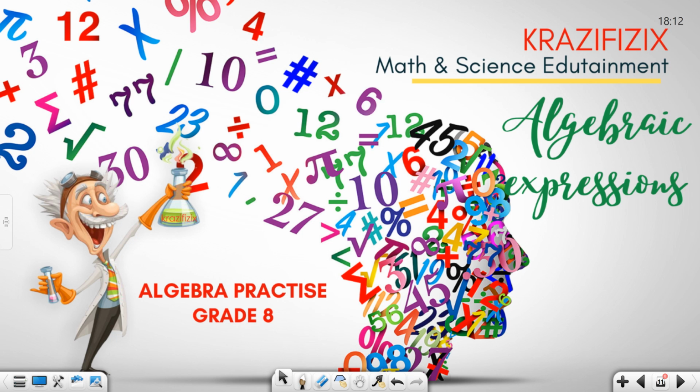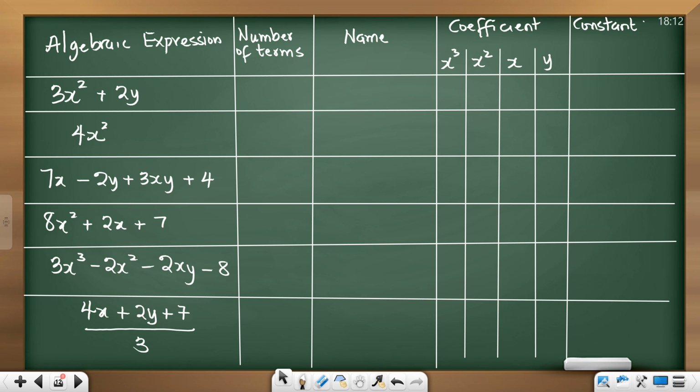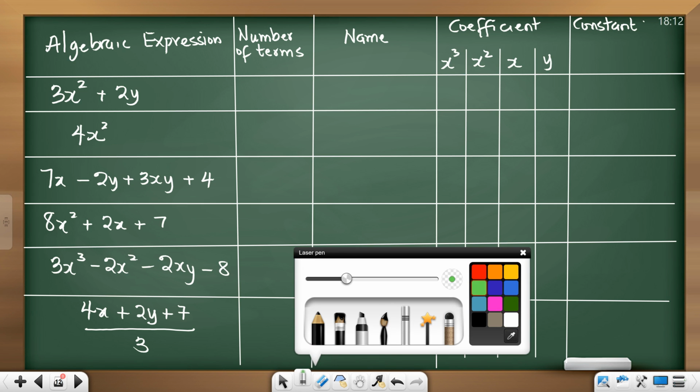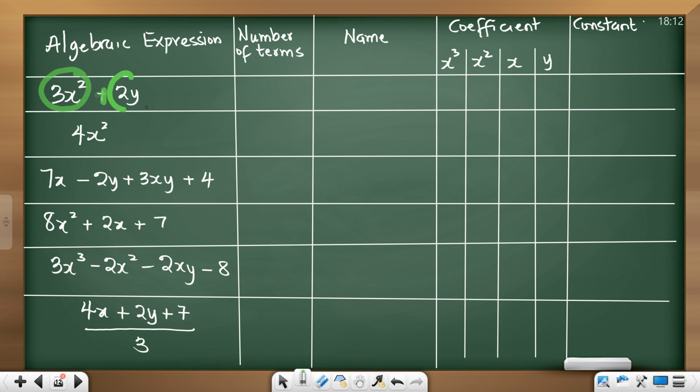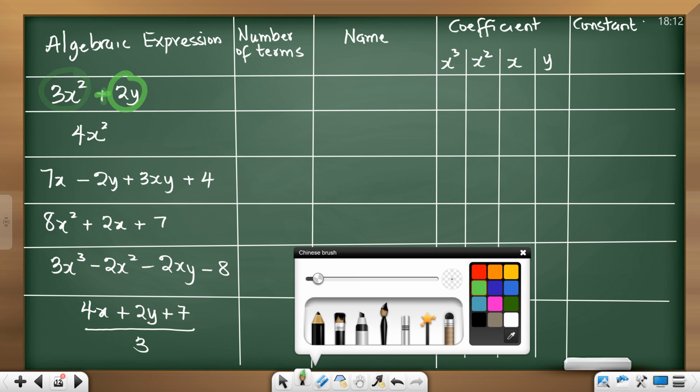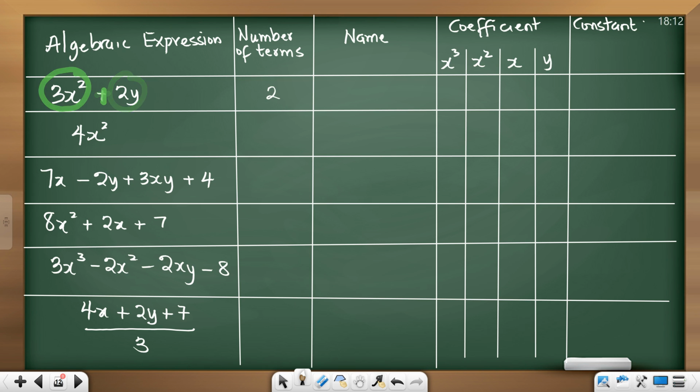Okay, our grade 8 algebraic expressions. Let's quickly answer these questions. Now, we need to fill this table. Number of terms. Terms are separated by positive and negative. So in this case, I have a plus separating two things there. So number of terms here is 2. And what is the name? 2 is a binomial.